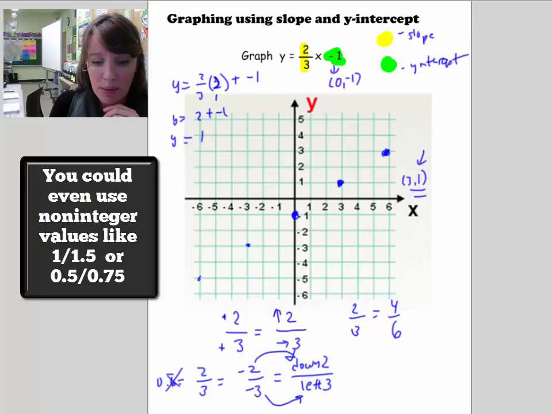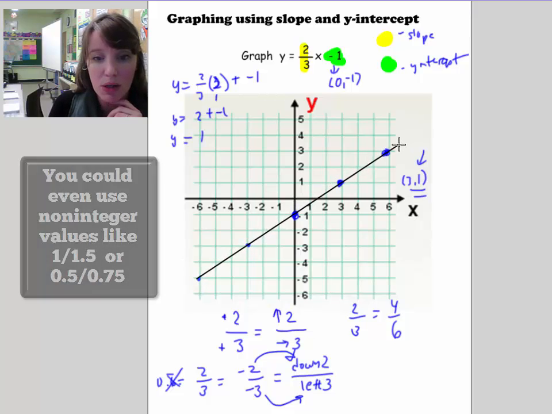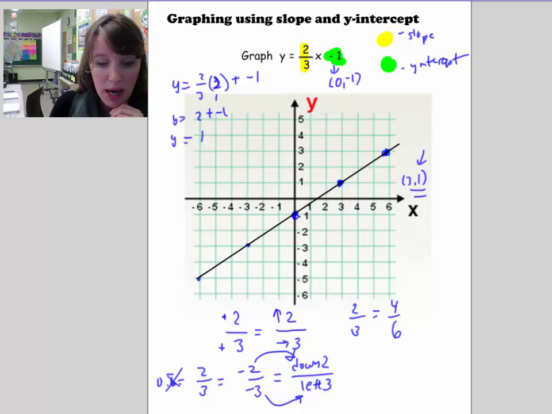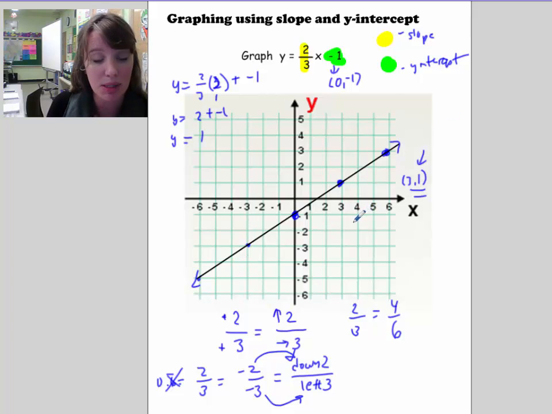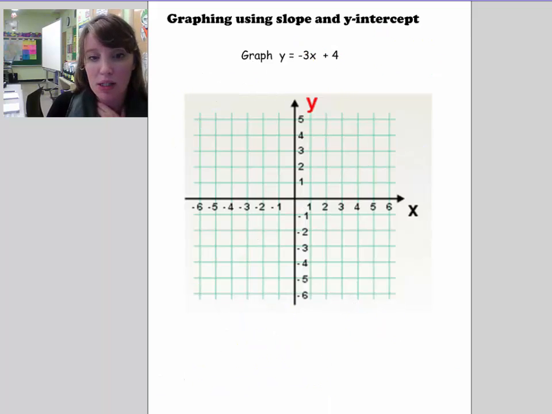All right, and my last move is to actually draw a line through the points. Remember to make your line as long as possible, and you actually want to go ahead and put arrowheads on it. It's not correct unless it's an actual line, not a line segment. And you want to write the equation on the line: y equals 2/3 x minus 1. Okay? Let's try another example.